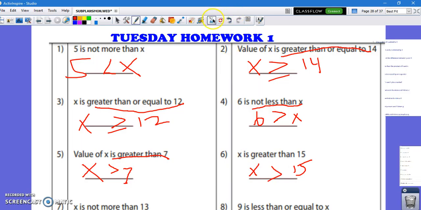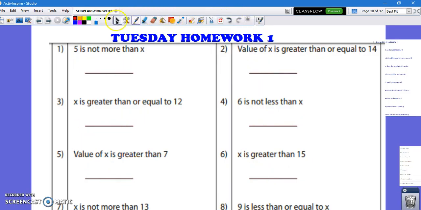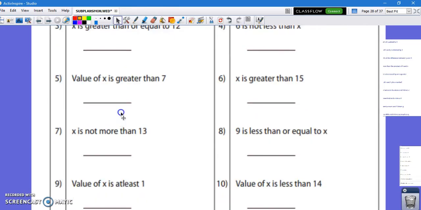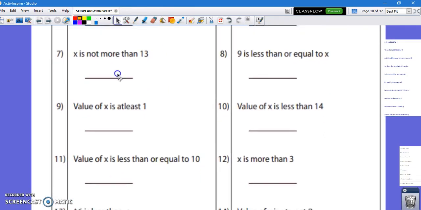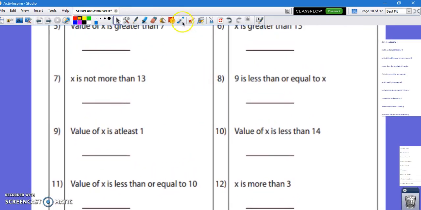Let me move here. And I know I'm going quick, but you can always stop, pause the video as you need. And let's see, I'm just going to keep going with this one. Number 7. x is not more than 13. Not more. If it's not more, it's less. So x is less than 13.